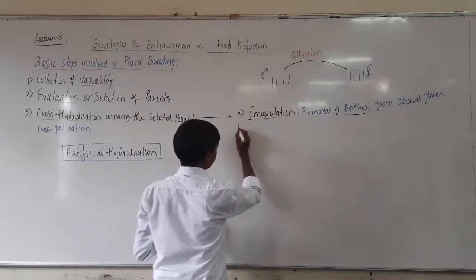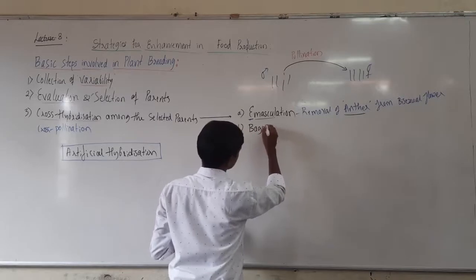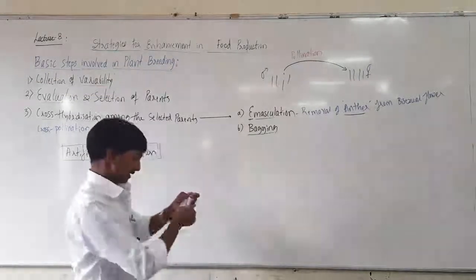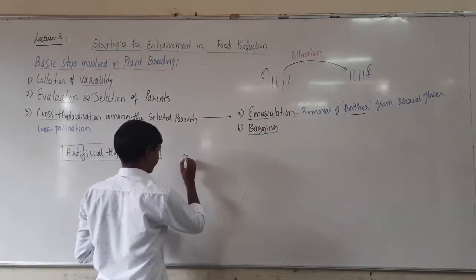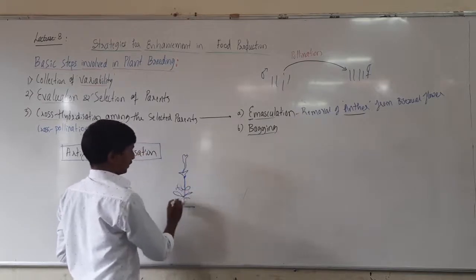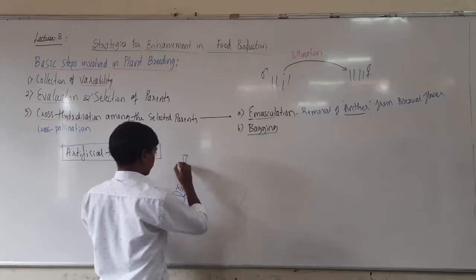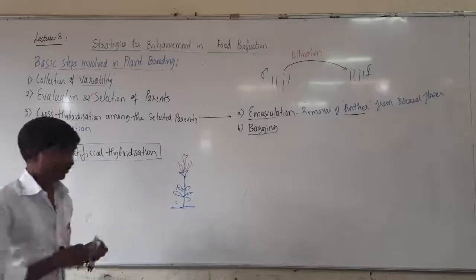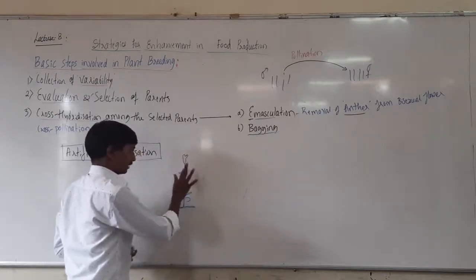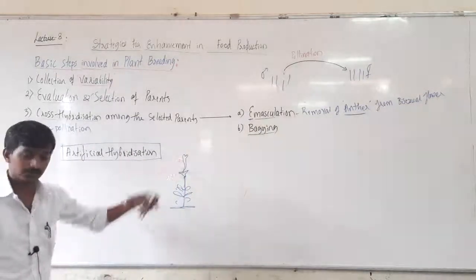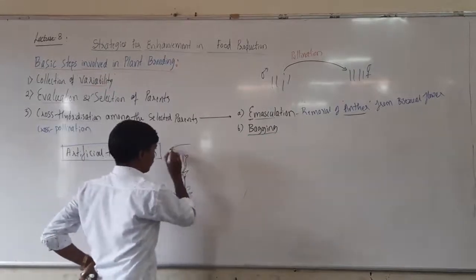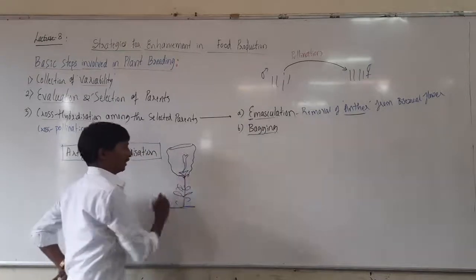Second step, bagging. Means the flower after removing the anther will be covered. Better I will just draw a small flower diagram, then you understand better. Say this is the plant having the anthers. This is the flower. From this flower, first step, emasculation, removal of the anthers. So now the flower has only gynoecium, only the female part. The second step is bagging. Bagging means the flower will be completely covered by using any cloth or a polythene bag.